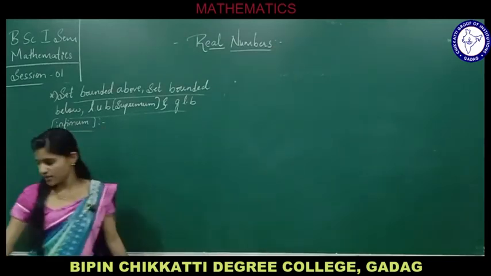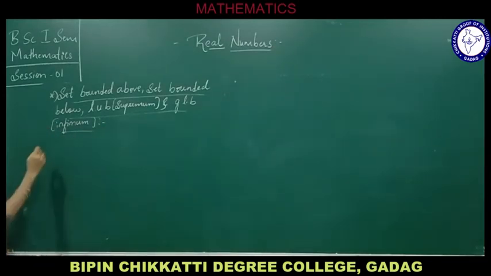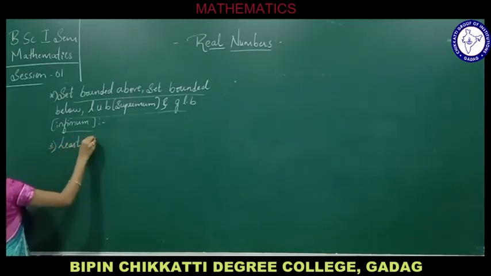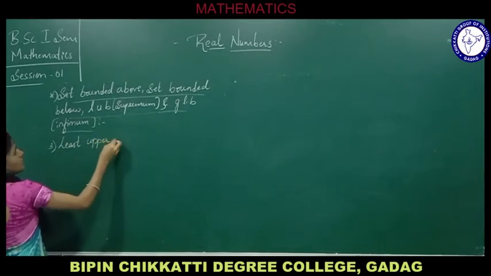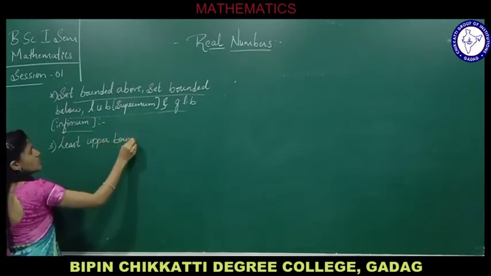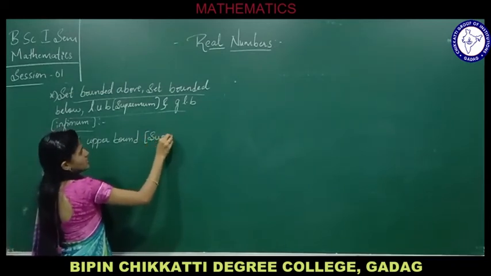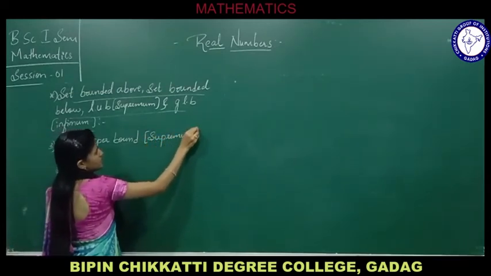We are going to study about what? Least upper bound, or we also call it as what? We call it supremum.